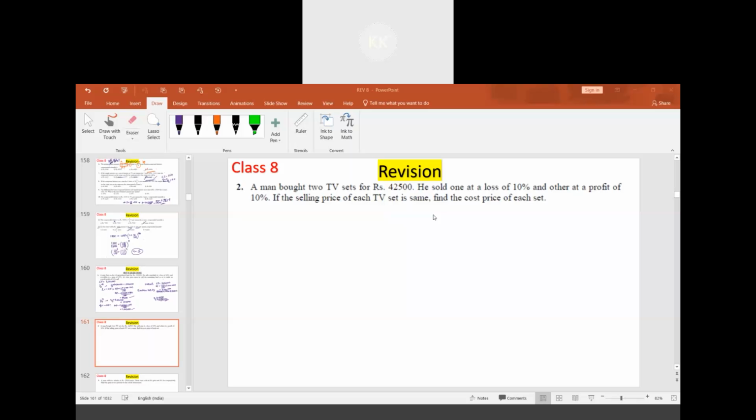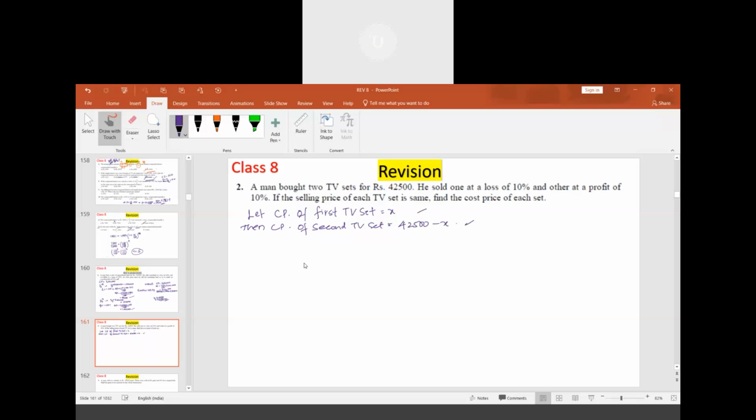Suppose one of the TVs he purchased cost some rupees X. The second will be 42,500 minus X, because they have given 2 TV sets. So let the cost price of the first TV set be X, then the cost price of the second TV set will be 42,500 minus X.